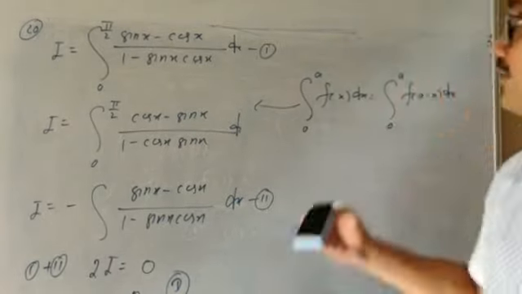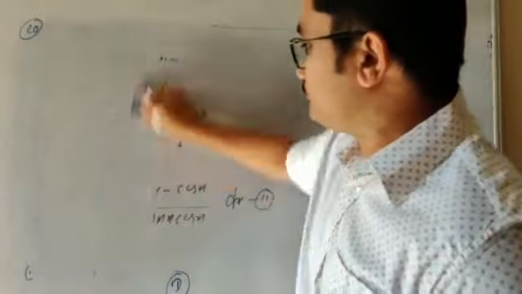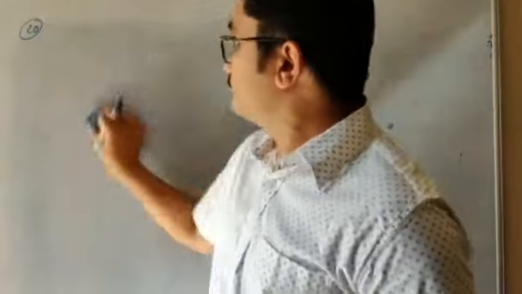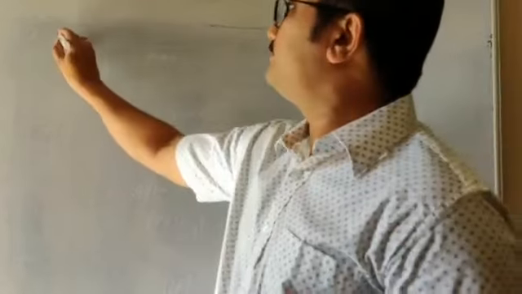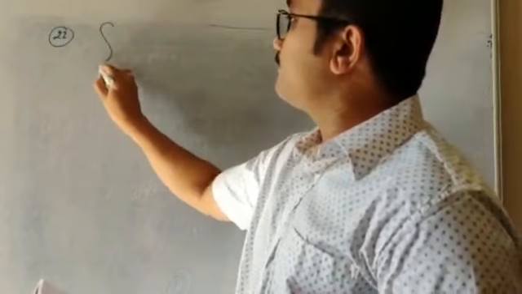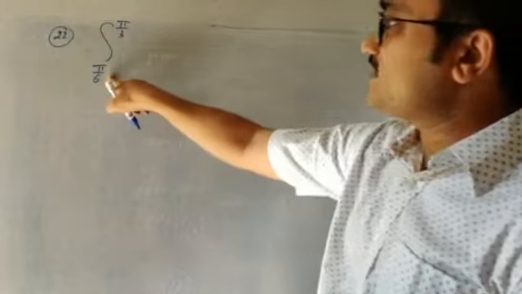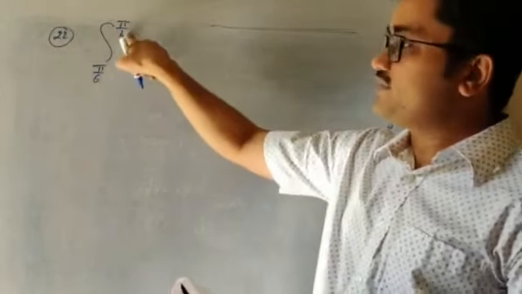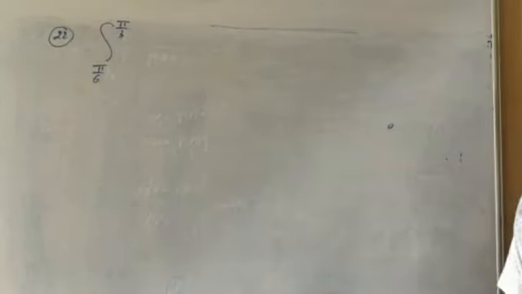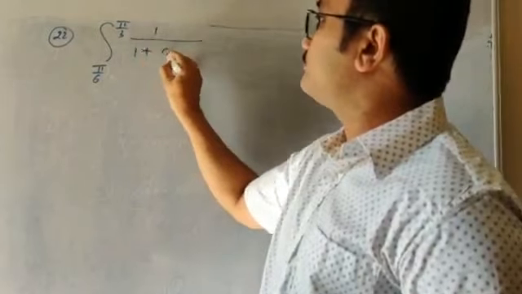It is a similar kind of question which is expressed in terms of cot x. Okay. Question number 22 in the booklet. Fine. The question is integration from pi by 6 to pi by 3. You know, pi by 6 is nothing but 30 and pi by 3 is nothing but 60. So that is 90, and it is 1 upon 1 plus cot x.